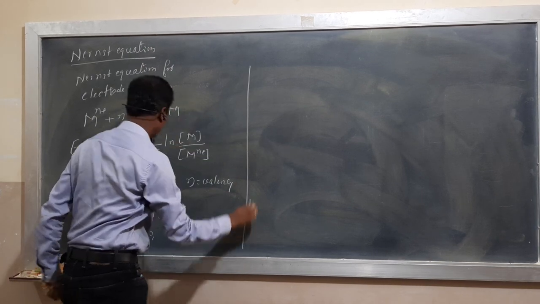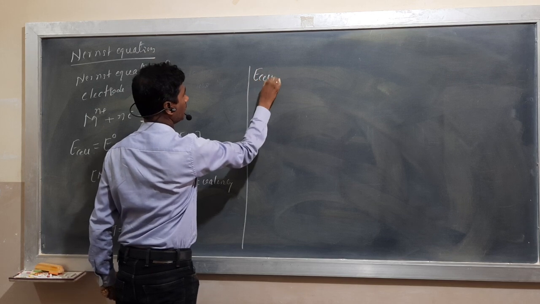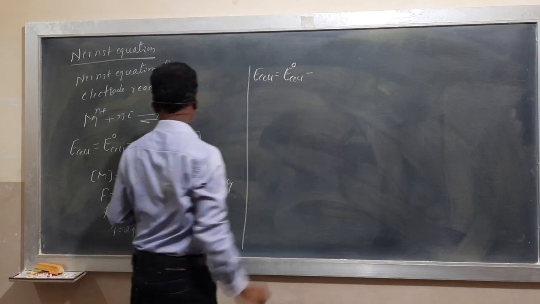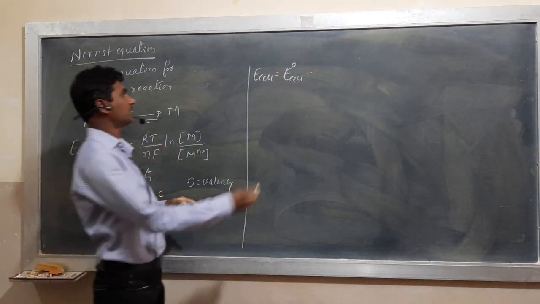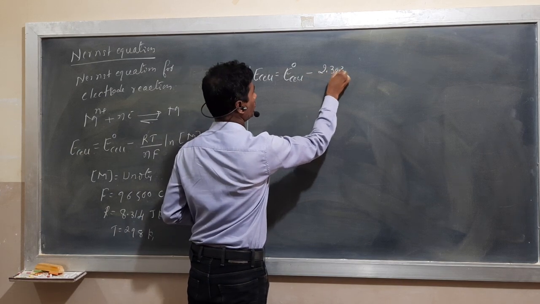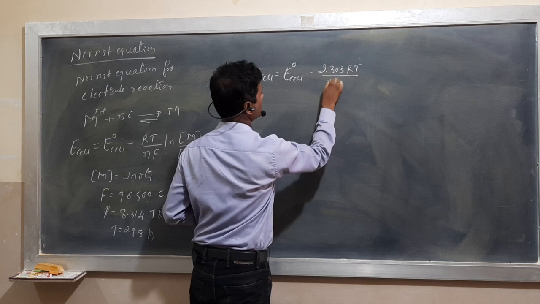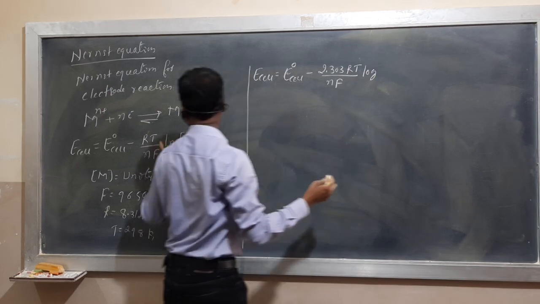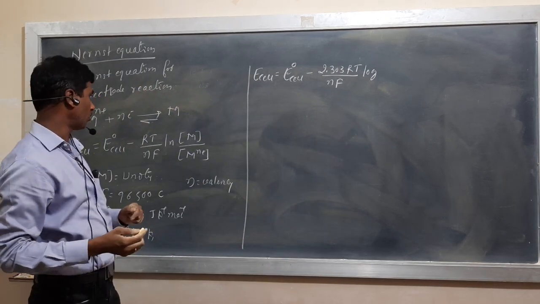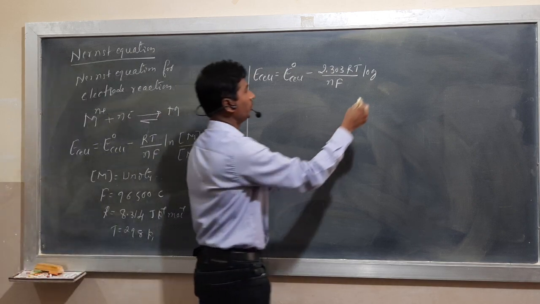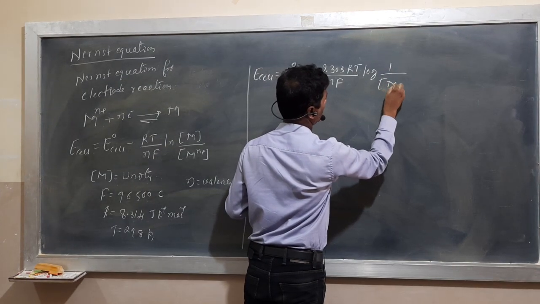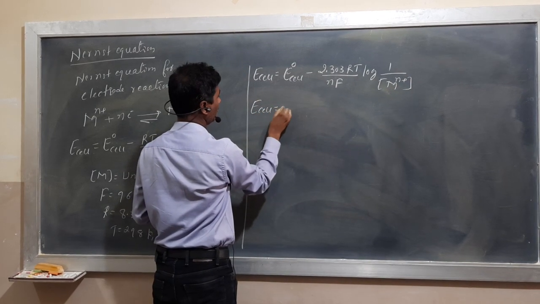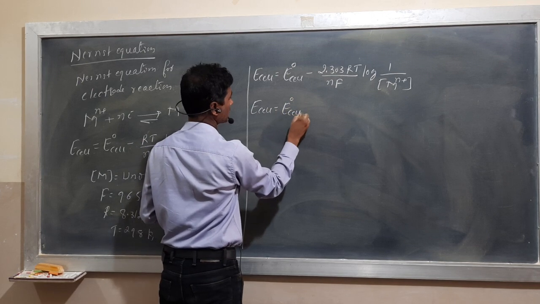So now I can write here E of cell is equal to E naught of cell. Now ln changes to log, you have to multiply with 2.303. So 2.303 RT divided by nF into log of what? Why is it log? ln changes to log, you multiply with 2.303. The metal concentration is taken as unity, so it is divided by Mn+.